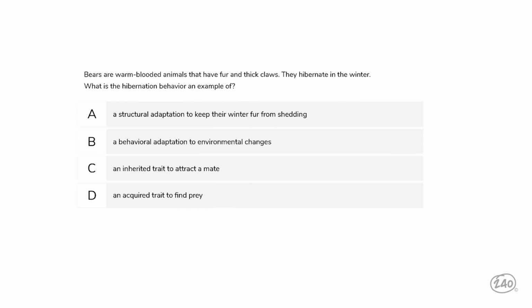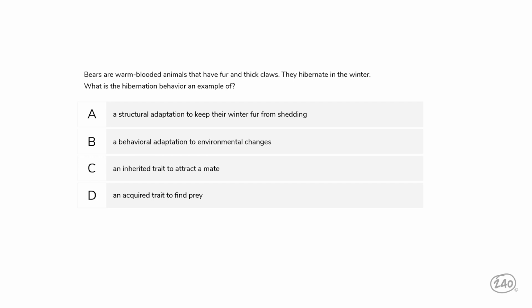Domain 1, done. Now let's hop off the math train and switch tracks to science. On to domain 2. Remember when we talked about adaptations? Bears are warm-blooded animals that have fur and thick claws. They also hibernate in the winter. What is the hibernation behavior an example of?